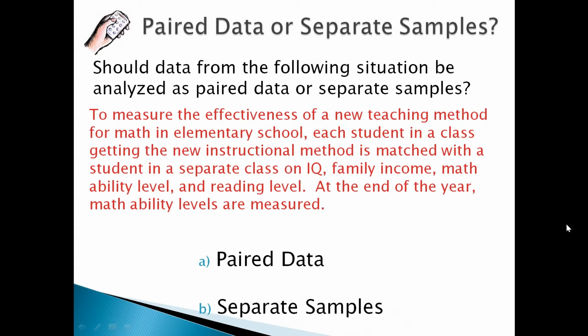Let's see one last one. To measure the effectiveness of a new teaching method for math in elementary school, each student in a class getting the new instructional method is matched with a student in a separate class on IQ, family income, math ability, and reading ability. And at the end of the year, math ability levels are measured. So in this case, even though we're not doing our studies on identical twins, we are matching our cases to similar cases based on IQ, family income, math, and reading ability level. So this would be considered a paired data experiment.